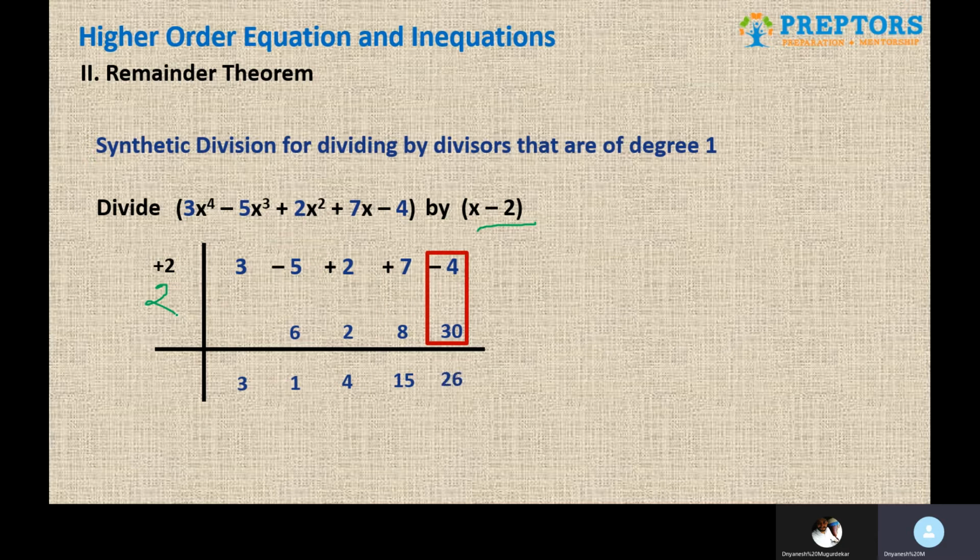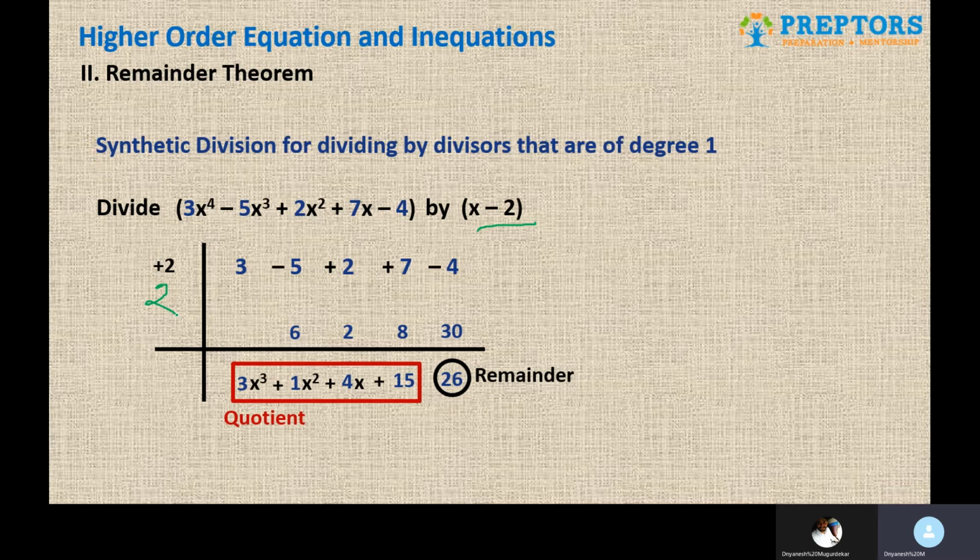So positive 26, always remember the last number, whatever you get, plus or minus, is the remainder, and the rest is the quotient. Because originally the polynomial had a power 4, the quotient will have cubic power. So it will be 3x cube plus 1x square plus 4x plus 15, and 26 is your remainder. So this is the first method with which you can figure out the remainder using the synthetic division approach.